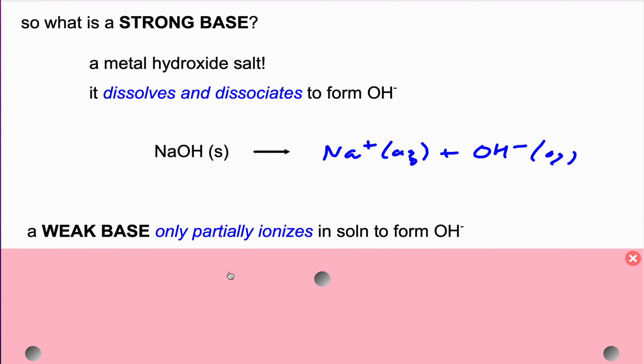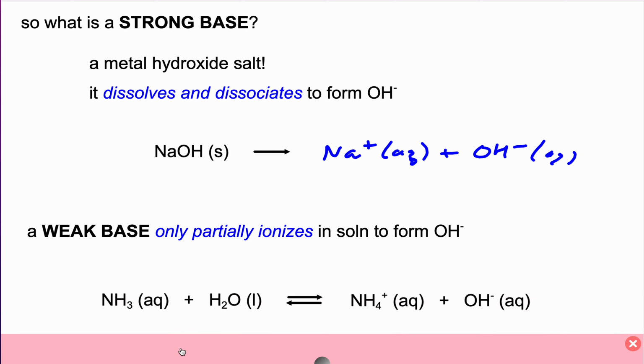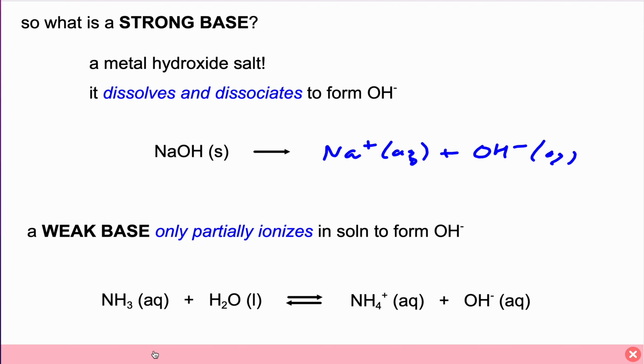A weak base only partially ionizes in solution to form the hydroxide ion. So ammonia, as we said before, undergoes an ionization process in water to form the ammonium cation and the hydroxide anion. But once again, this is only a partial ionization, as indicated by the back and forward equilibrium arrows. And in fact, depending upon the initial concentration, this only undergoes ionization to about 5% or so.